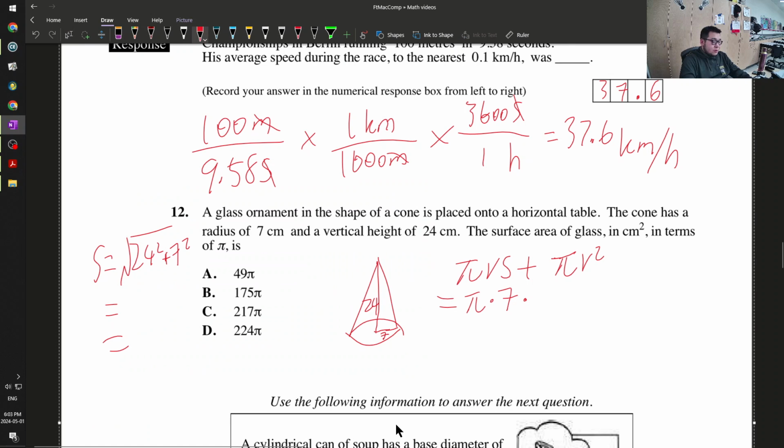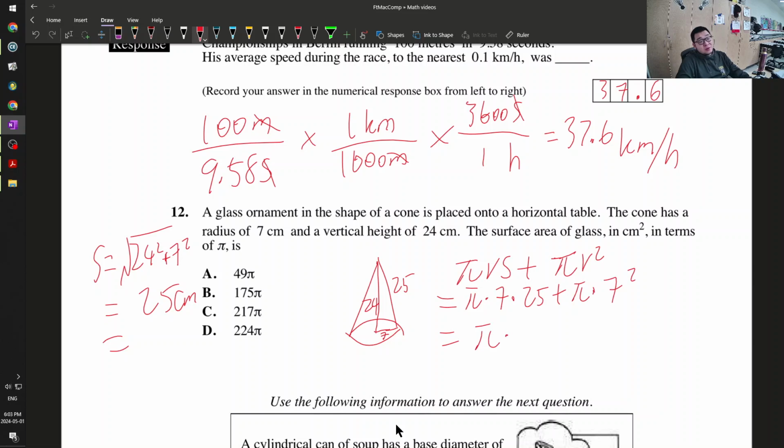25. There we go. That makes more sense. So the slant height is 25 centimeters. Okay, so pi times the radius, 7 times the slant height, 25, plus pi times the radius, 7 squared. So pi times 175 plus pi times 49. Add them together, I get 224 pi. 12 is D.